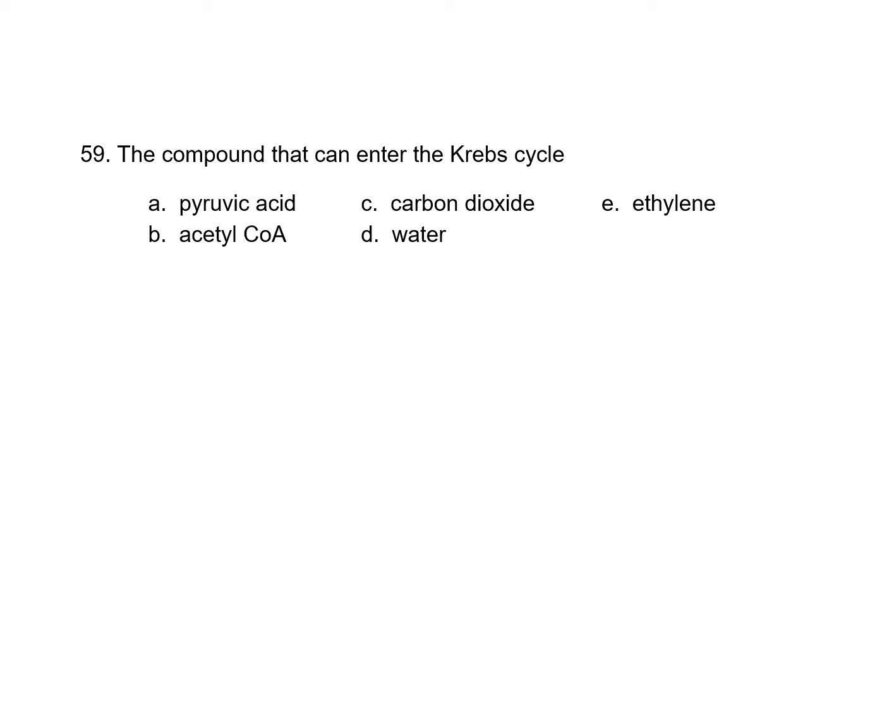Number 59. The compound that can enter the Krebs cycle: A, pyruvic acid, B, acetyl-CoA, C, carbon dioxide, D, water, E, ethylene. The answer is acetyl-CoA.